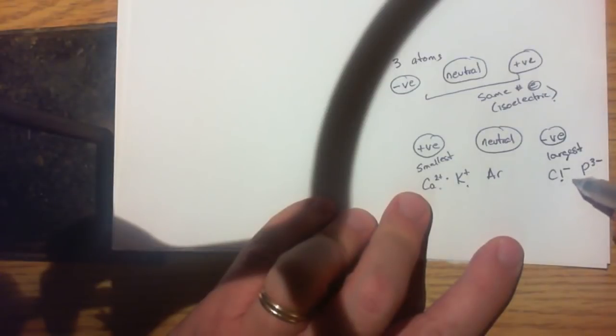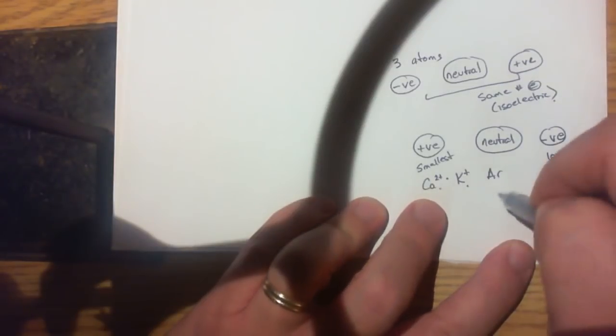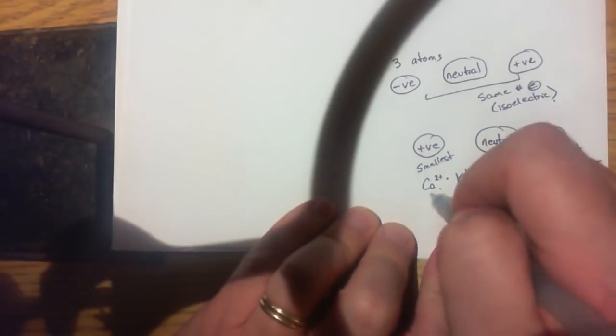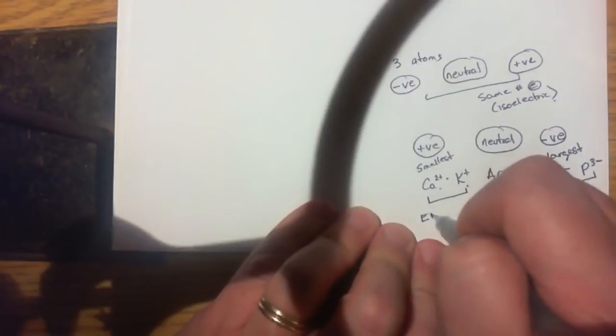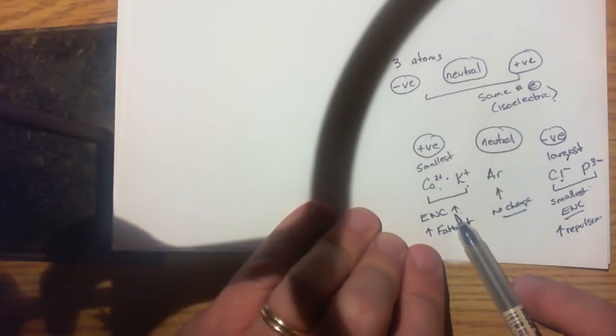Yes, so it comes down to 2 things, right? These are the largest because they have the smallest ENC. Their ENC value does not change when they gain electrons, and they have increased repulsion. This one, there's no change. Whereas these, remember, their ENC increases. And so that results in an increased force of attraction. That's why my calcium ions are smallest.